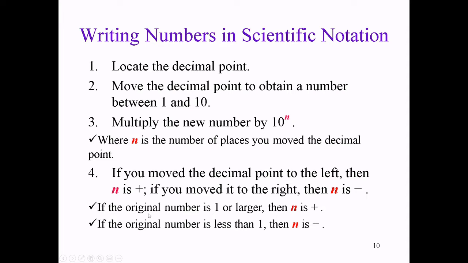If the original number is 1 or larger, then that means that you had to have moved the decimal place to the left in order to write it between 1 and 10. And if the original number is less than 1, you would have had to have moved the decimal place to the right. So this is the same thing, just written in two different ways, and two different ways of kind of thinking about it.